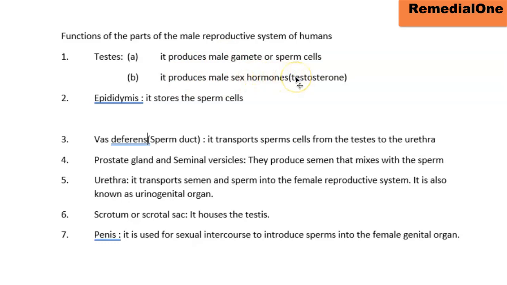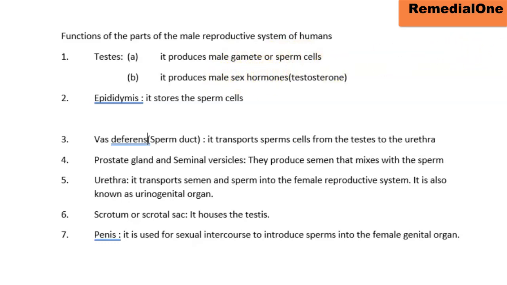A typical example is testosterone. These sex hormones are responsible for all the secondary sexual characteristics in males. For example, when a boy is growing, you see that the beard will come, then the chest becomes broad, then the voice becomes heavy. So all these changes are brought about by the male sex hormones or the testosterone. So these are the functions of the testis. One, it produces the male gamete or the sperm cells, and also production of male sex hormones.